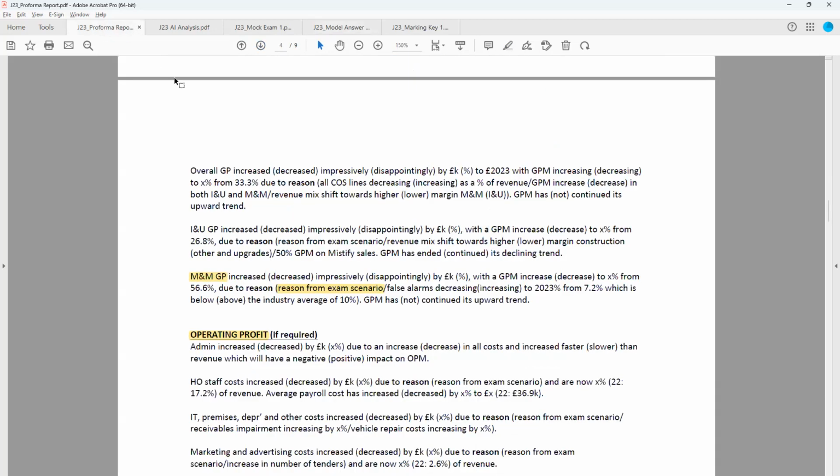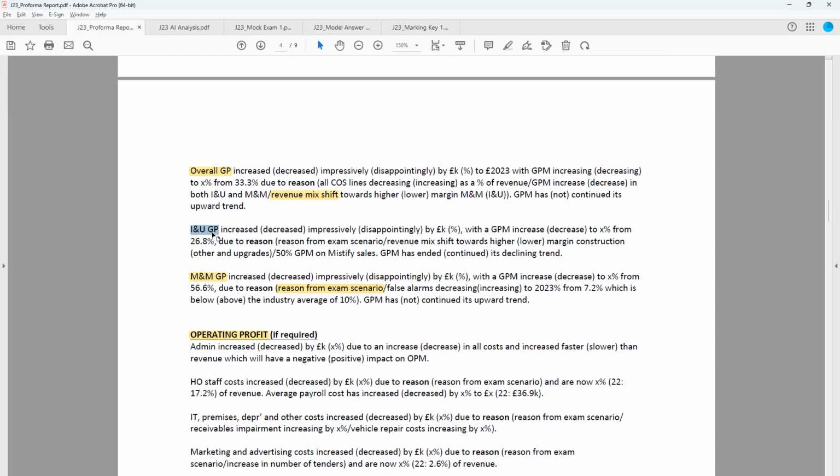So it's really important that you do think about the revenue mix when you're looking at gross profit, at the margin. You can, of course, look at whether all cost of sales lines are going up or down as a percentage of revenue, but look at the change in the margins of the two streams individually, thinking about that change in the revenue mix and what impact that would have on the overall gross profit margin, so the effect of the revenue mix shifting towards the more profitable stream or away from the more profitable stream.